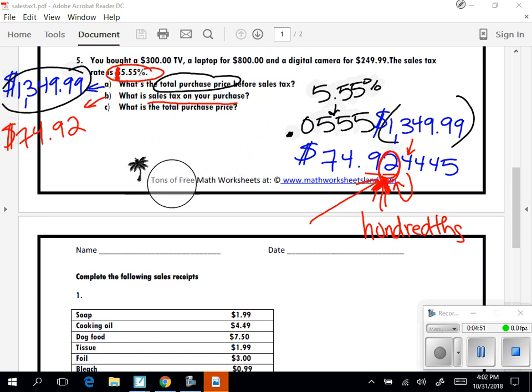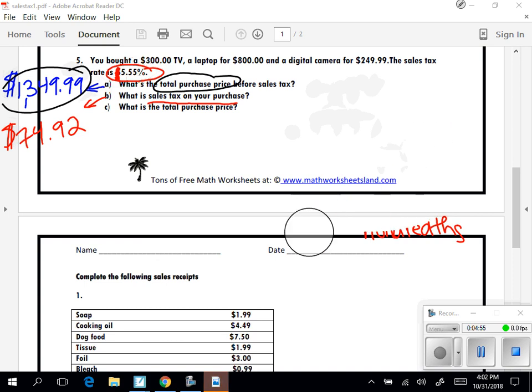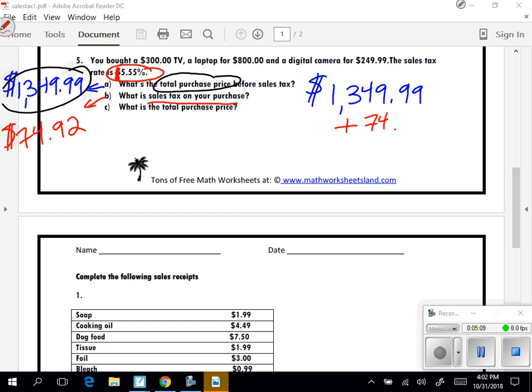The last question asks us, what is the total purchase price? So this is where we're going to take our total, $1,349.99, and then we add to that the sales tax. 9 and 2 is 11. 9 and 9 is 18, plus 1 is 19, carry the 1. When you're adding or subtracting with decimals, you just bring the decimal down. 9 and 1 is 10, plus the 4 is going to give us 14, carry the 1. 7 and 4 is 11, plus 1 gives me 12, carry the 1. 3 and 1 is 4, and then 1 plus 0 is just going to be 1.